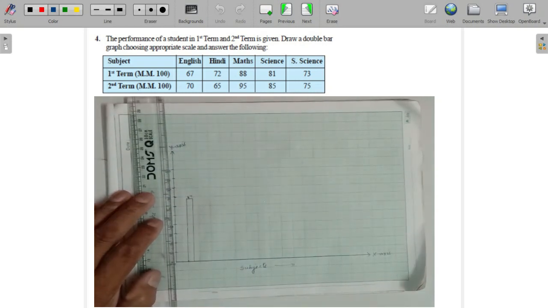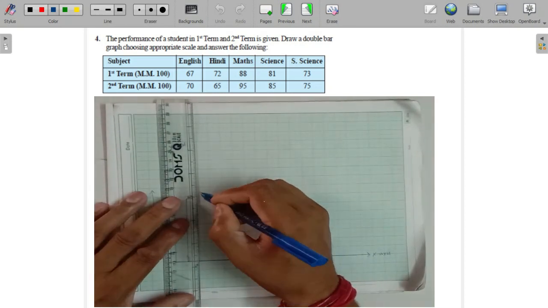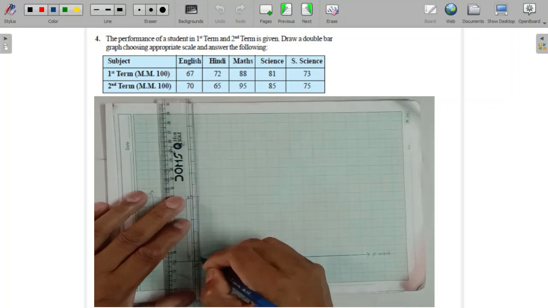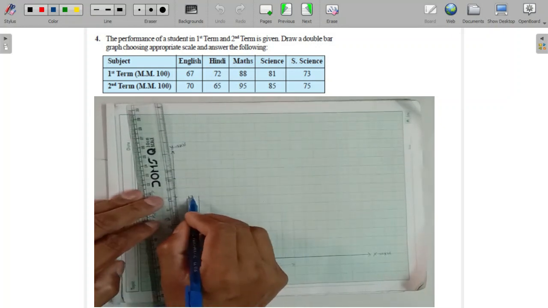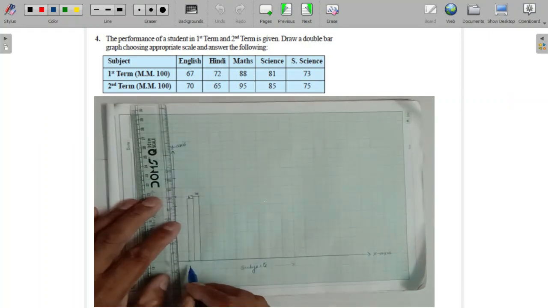And then second term marks, it is 70. So you have to produce the second line up to 70 and draw this second line and join this up to 70. This is for English. So write down here English.